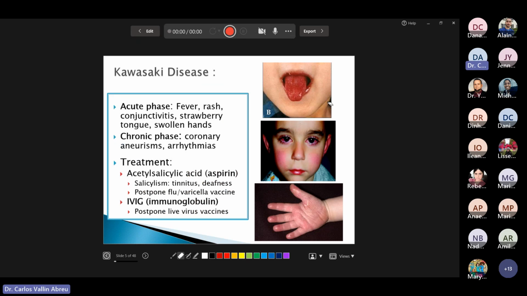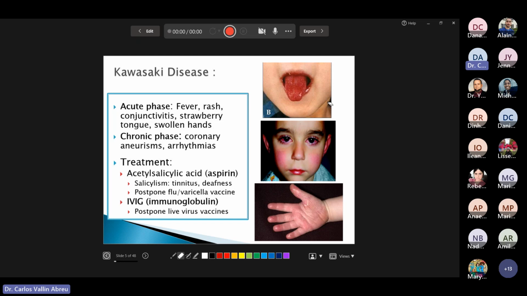Kawasaki disease is also a pediatric disease because it tends to occur in children less than 6, 8 years. It is rarely seen in older children. Kawasaki disease can affect the heart. That's why it's included in cardiovascular.